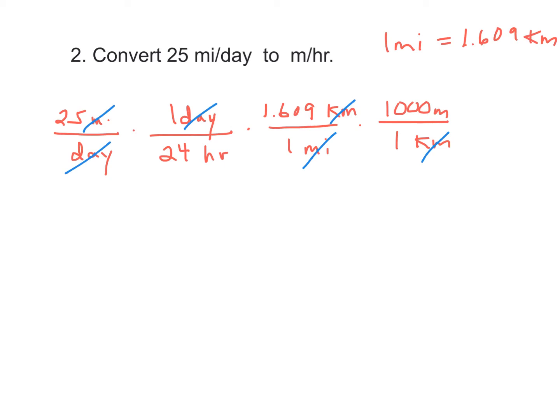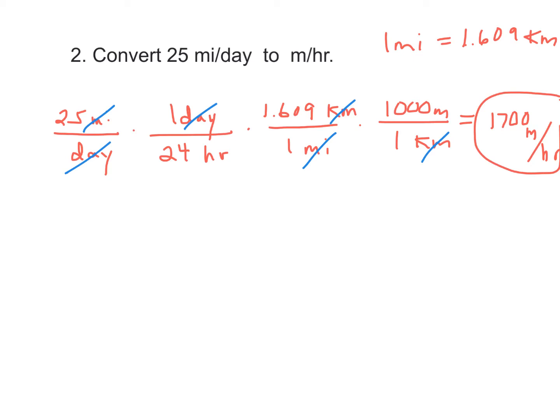And you should go to 2 sig figs, because the original problem, the 25 miles per day, was in 2 sig figs. And if you do the math here, that comes out to be 1,700 meters per hour. All right. If I was asked to do kilometers per hour here, that would have been 1.7 kilometers per hour.